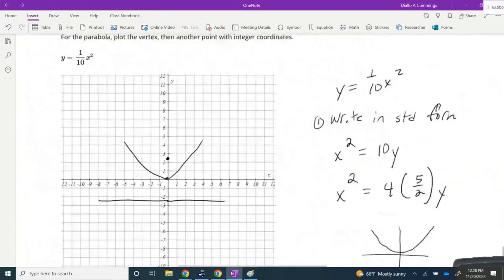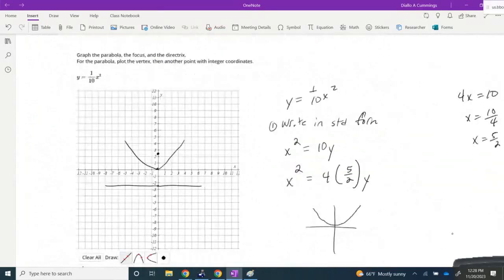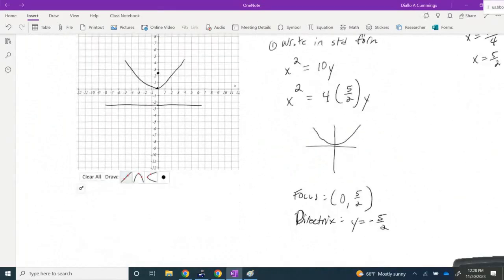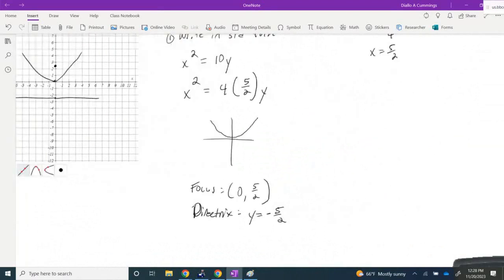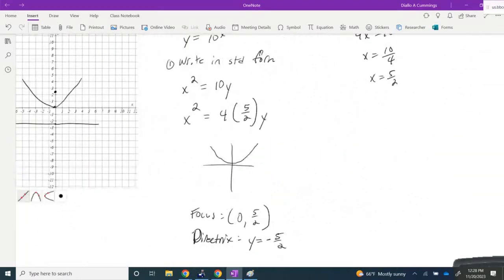But then I have to find some points on my curve to make sure I'm actually graphing my parabola the right way. So I'm going to do an x and y chart because I've got to find a point on the line. So we wrote it in standard form. The second thing we did was find the focus. The third thing we did was find the directrix. The fourth thing we're going to do is find a point on the line.